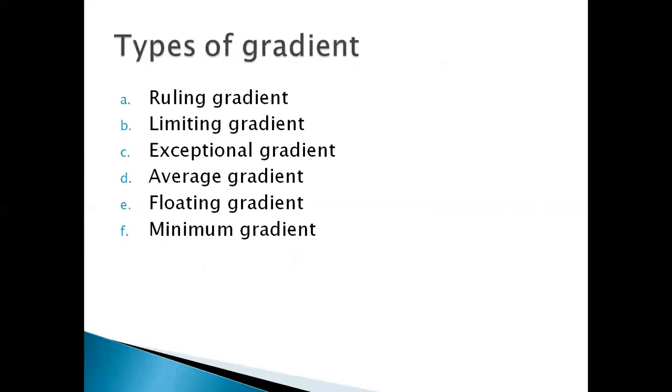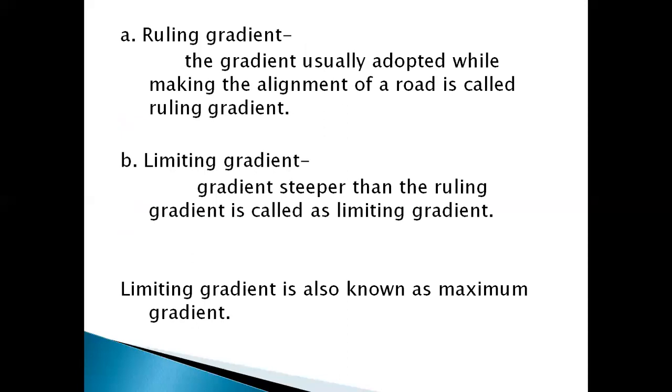Now see the types of gradients. There are 6 types of gradients. In that, first is ruling gradient, second is limiting gradient, third is exceptional gradient, fourth is average gradient, fifth is floating gradient, and sixth is minimum gradient. Remember these 6 types of gradient. Now we can discuss all types of gradients one by one.